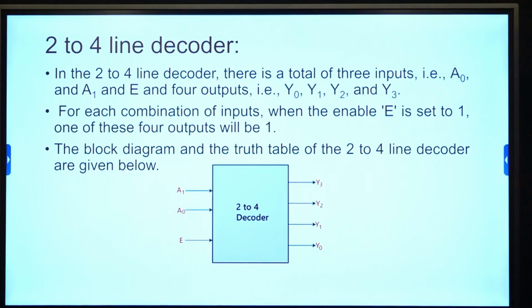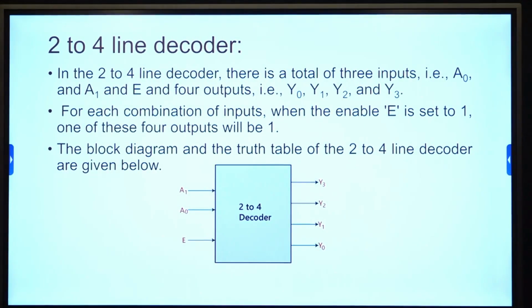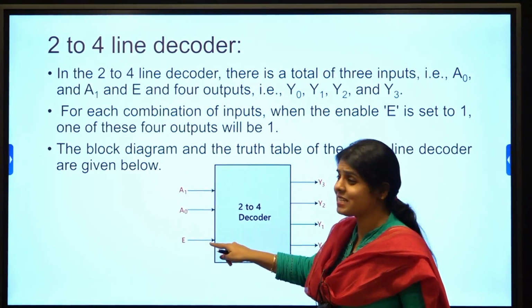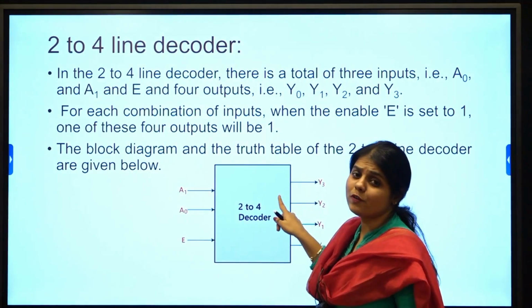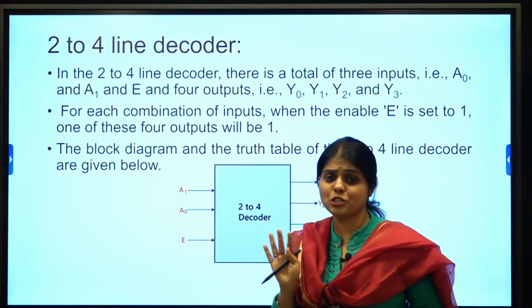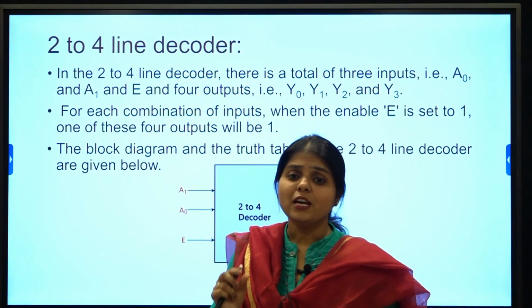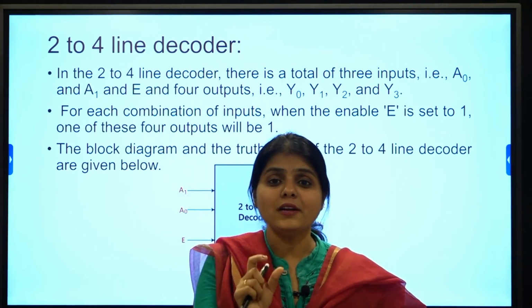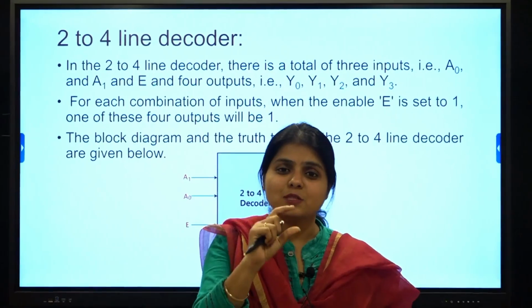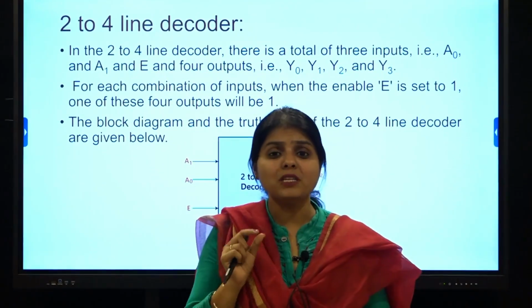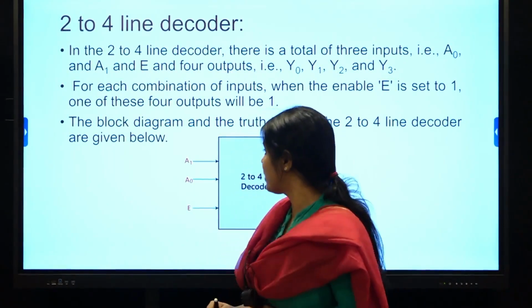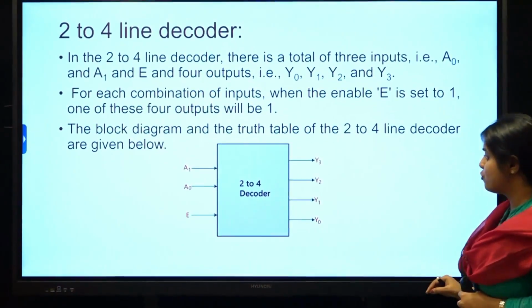For each combination of inputs, we will get the output only if the enable input is 1. If the enable input is 0, your output will not respond to any combination of inputs. Please remember this point. Your enable input acts as a switch. If the enable input is 1 only, your output will respond to the inputs. If the enable input is 0, no matter what you change in the inputs, your output will not respond. So this is the block diagram for the 2 to 4 decoder.